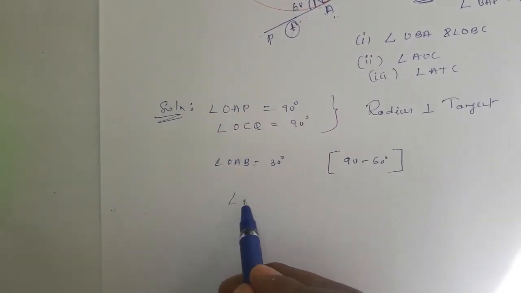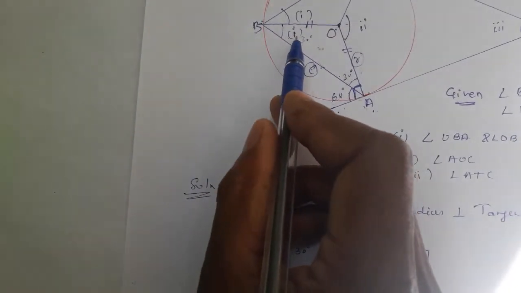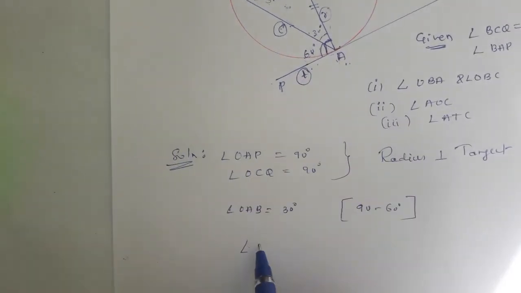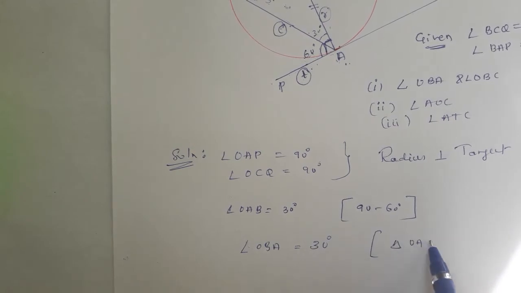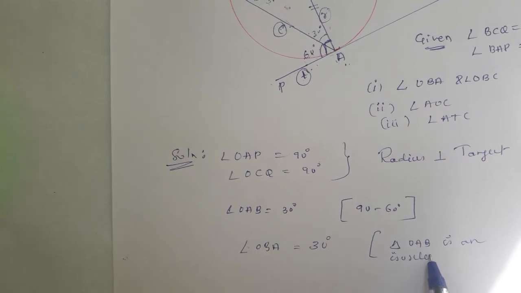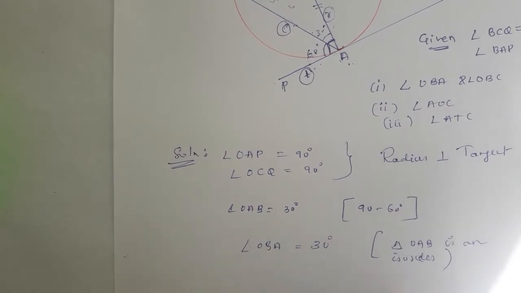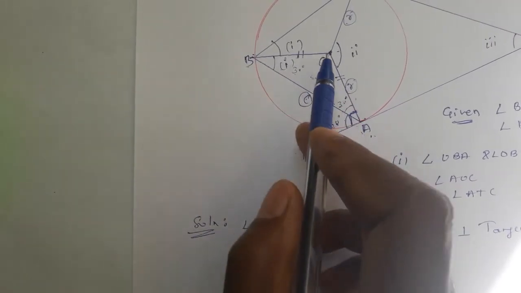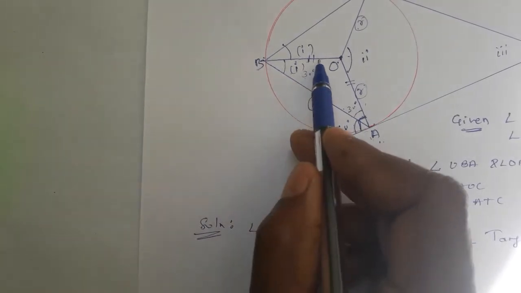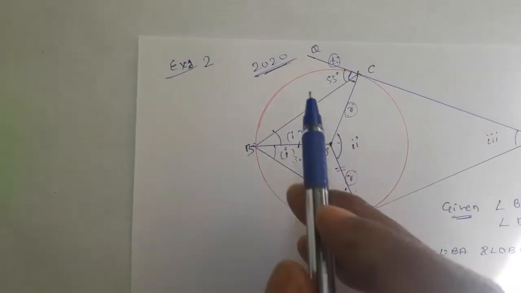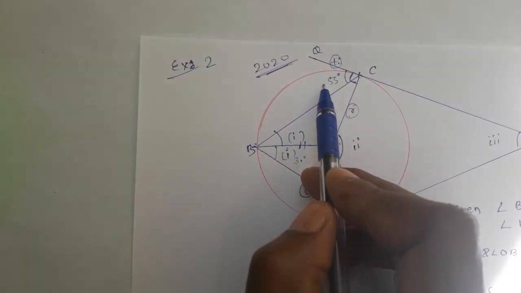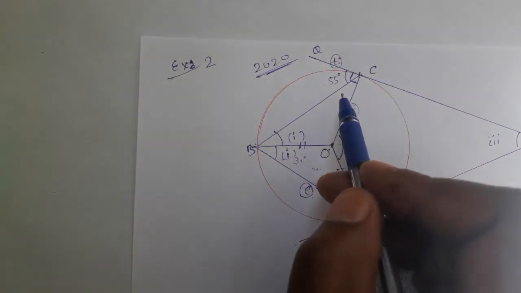Now the first angle we reached is OBA. Angle OBA equal to 30 degree, because triangle OAB is an isosceles triangle. Triangle OBA is an isosceles triangle, this one. Similarly, what we tried here, we will do the same thing.